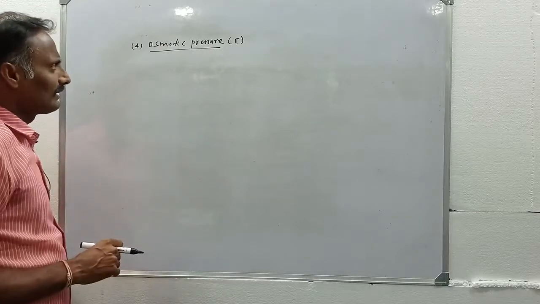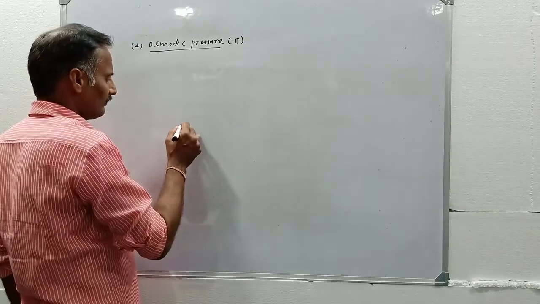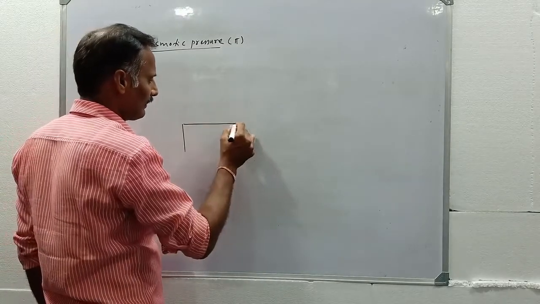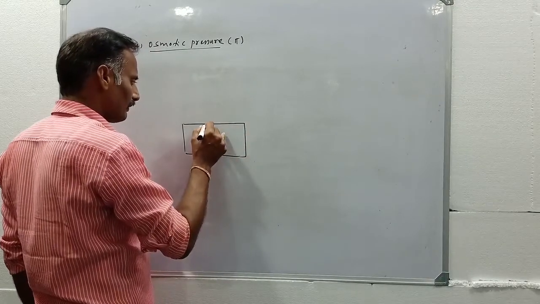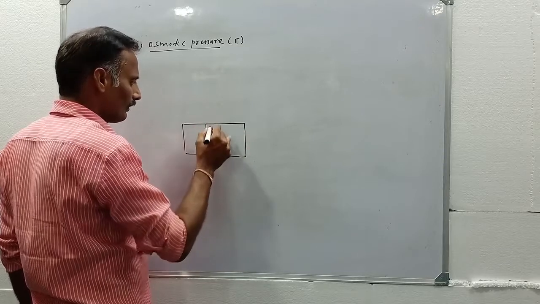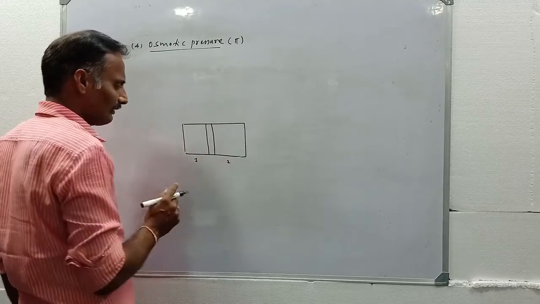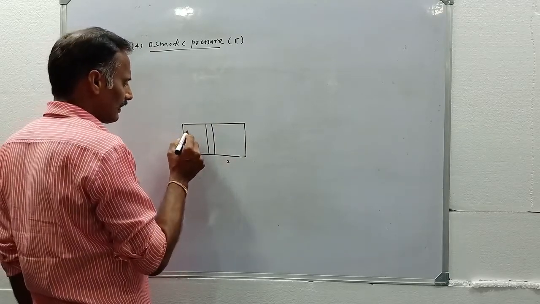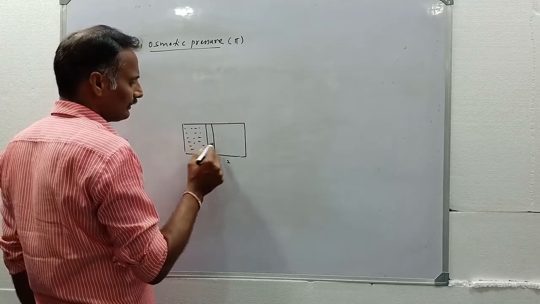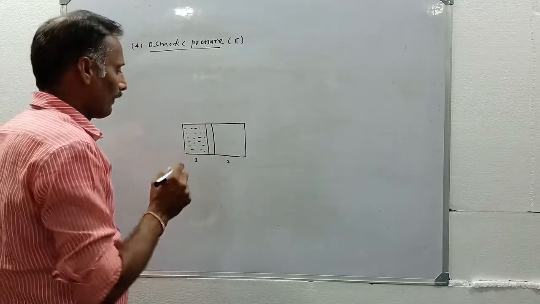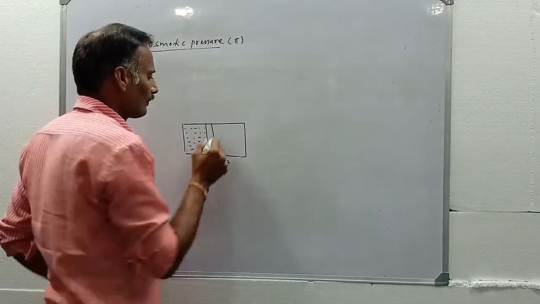Before knowing osmotic pressure, we must know about osmosis. What is osmosis? For example, this is a container. We have two compartments separated by a semi-permeable membrane. This is compartment 1 and this is compartment 2, and here it contains solvent. These are solvent molecules.